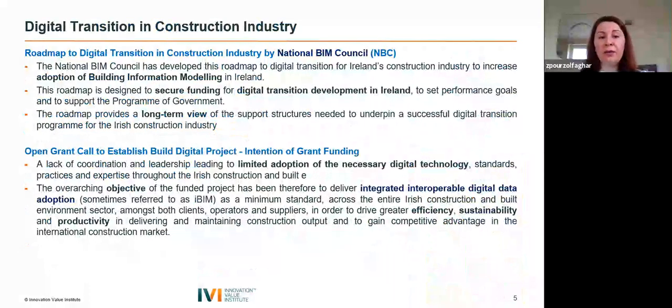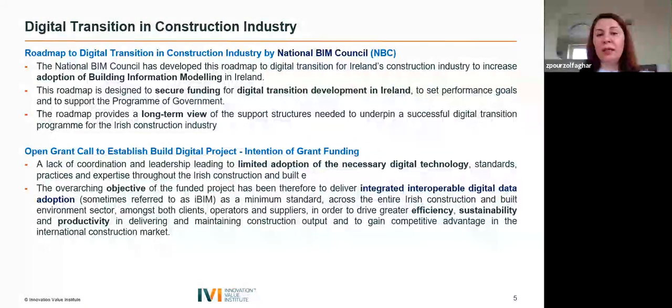And now about the proposal that we have been working on. Since the cluster in the IVI is the digital construction cluster, it's dealing with digital transformation and digital transition. For this reason, we have been looking at the public organizations and their updates related to this industry. The first thing that we have been keeping an eye on has been the roadmap to digital transformation in the construction industry. This has been issued by the National BIM Council.